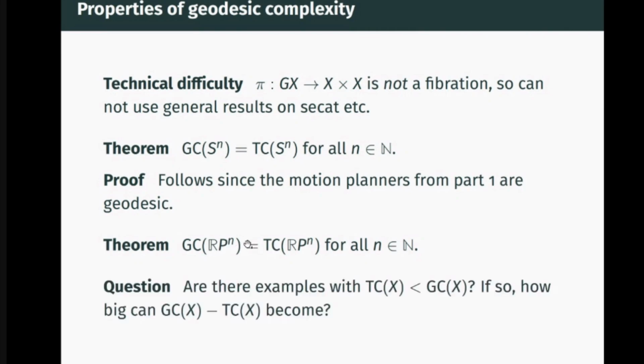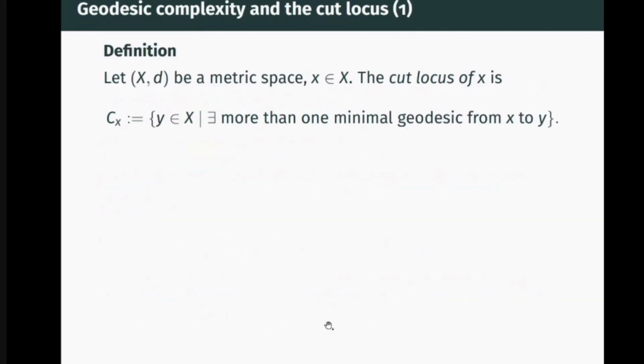For these real projective spaces, I sketched the idea: you can construct motion planners which you can deform into geodesic motion planners. You can also do this explicitly with the motion planners you have in the TC case. So you get that GC coincides as well. But the question, and this is what we would expect intuitively, because we don't always have these nice minimal geodesic motion planners, is: are there examples where there's no equality, where TC of X is really lower than GC of X? And if so, and the answer will be yes, how big can this difference become? How much can they really differ? It turns out by a lot, as we will see soon.